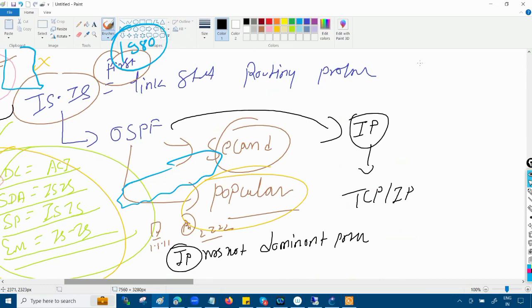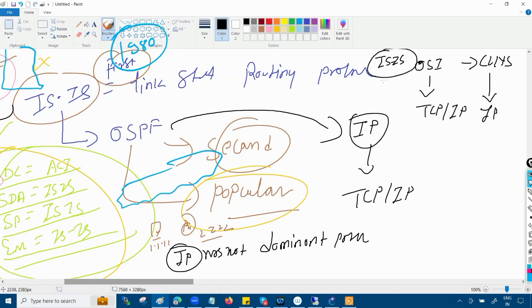Starting out, it was OSI, then TCP/IP. OSI I can call CLNS. Then we have IP. The protocol for the starting stage was the IS-IS protocol, which handled this. It was the first link state routing protocol. But later they finalized that IS-IS was only for CLNS, so they introduced the OSPF protocol.